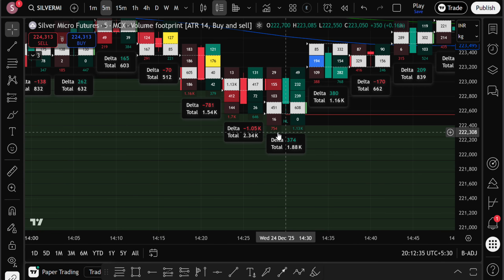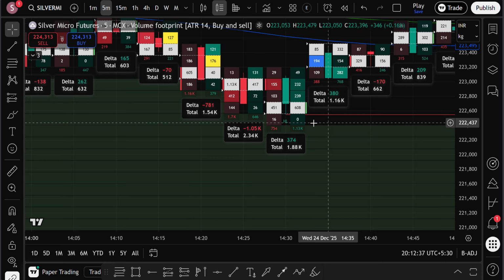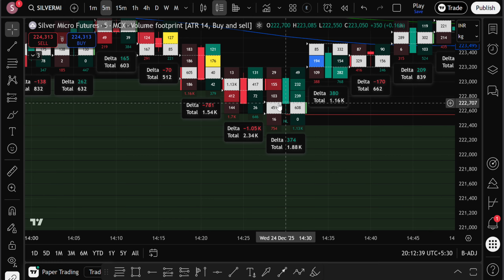If you see this candle for the silver, these small arrows that you are able to see show the value area high and the value area low, and in between is the point of control. The left side will be the sell volumes and the right side will be the buy volumes.